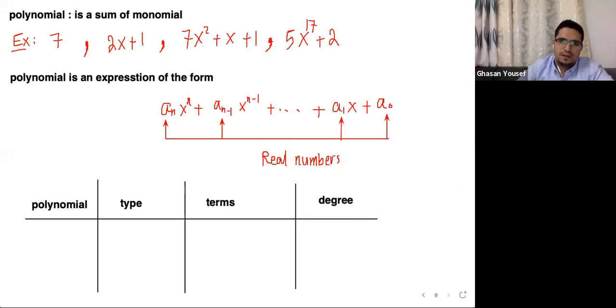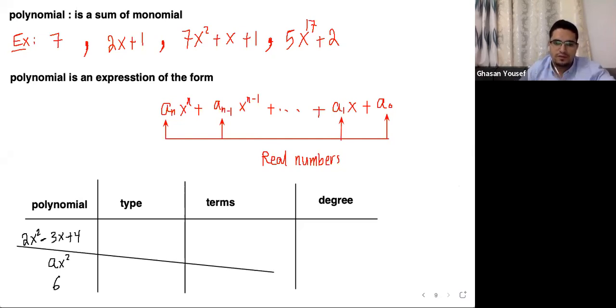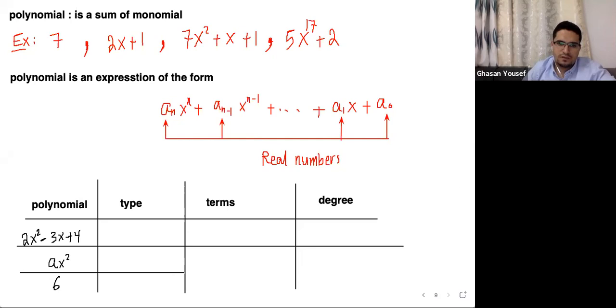So if I have something like this here, like 2x to the power 2 minus 3x plus 4, and if I have ax squared, and if I have 6. So the first one, what is the type of the polynomial? Is it monomial or trinomial? Yes, this is trinomial. This is correct because I have 3 terms: the first, second, third. So this is called trinomial.